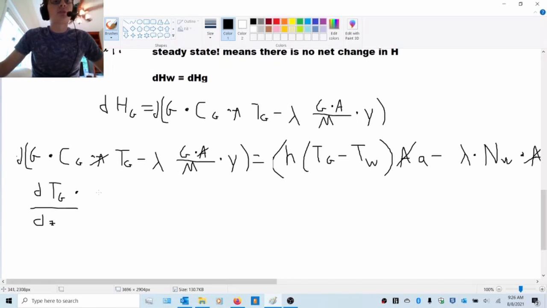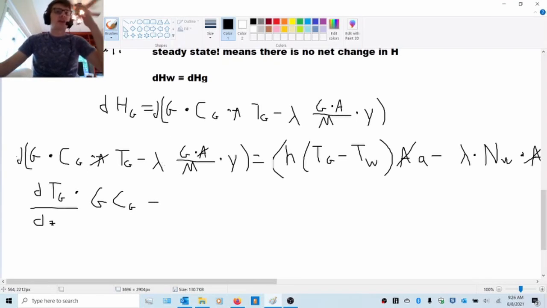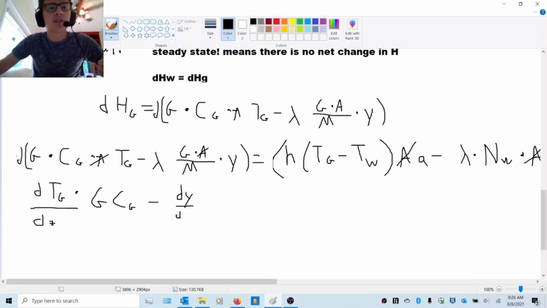So this is the change in temperature of the gas times the gas flow rate times the specific enthalpy of gas, and then minus, well, this heat of vaporization is a set value. The gas flow rate is constant. The area cancels out. The molecular weight is constant, but this change in water's mole fraction, we solved this earlier. So there's a dy over dz, because we're dividing over dz, the change in height, and then we multiply that by the heat of vaporization, the gas, and the molecular weight.